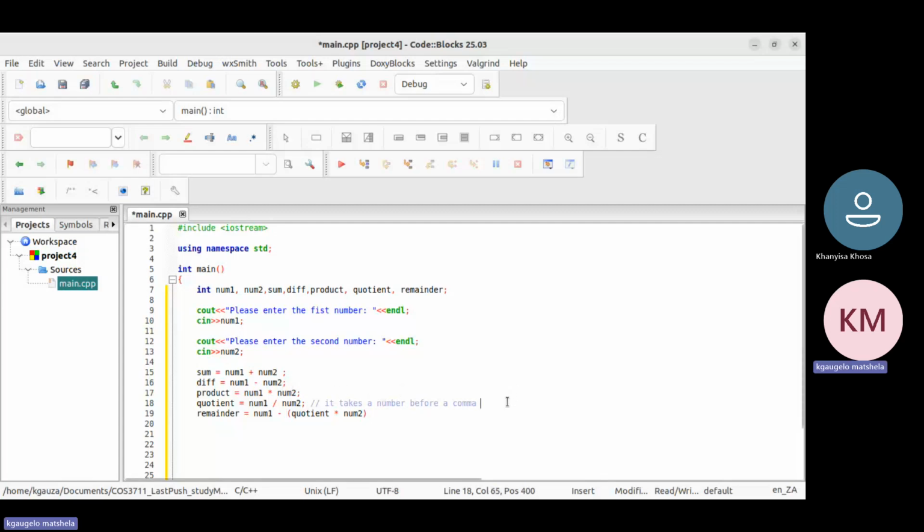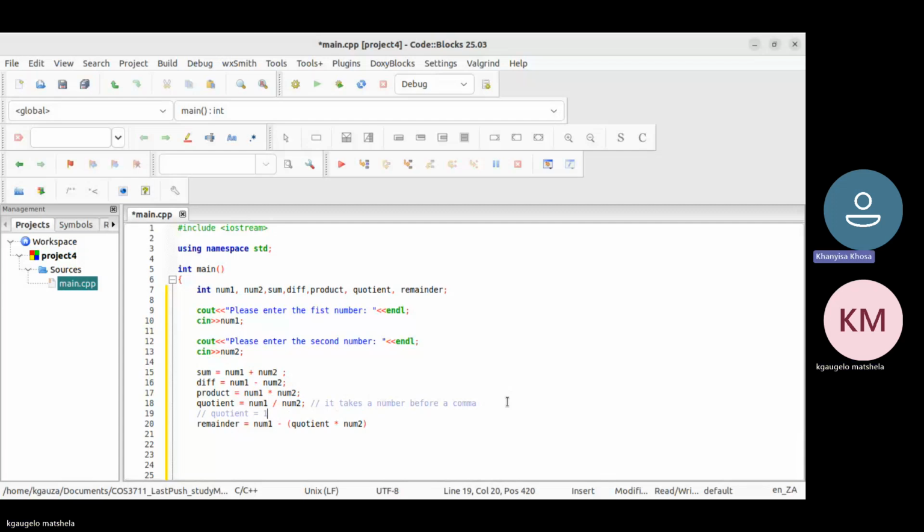Then when you say 7 divided by 4, it means our quotient becomes what? It means our quotient now becomes 1, right? It's because 7 divided by 5 is 1.4.